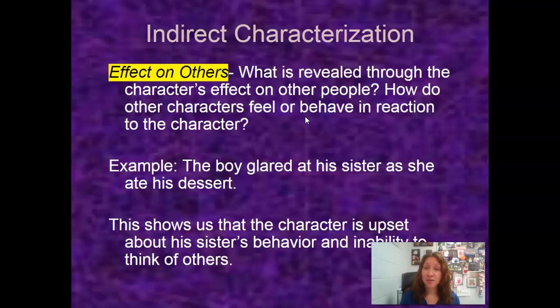Effect on others is another way that indirect characterization is used. What is revealed through the character's effect on other people? How do the other characters feel or behave in reaction? The boy glared at his sister as she ate his dessert. Well, now we know the character is upset about the sister's behavior and inability to think of others. We know that because of the word glared.